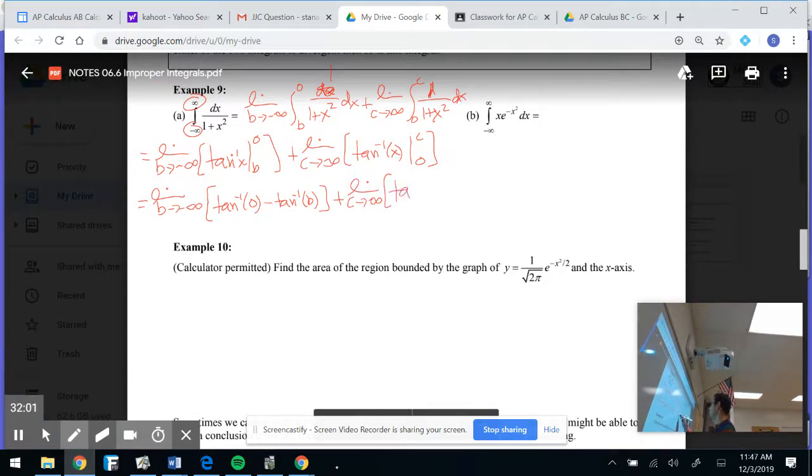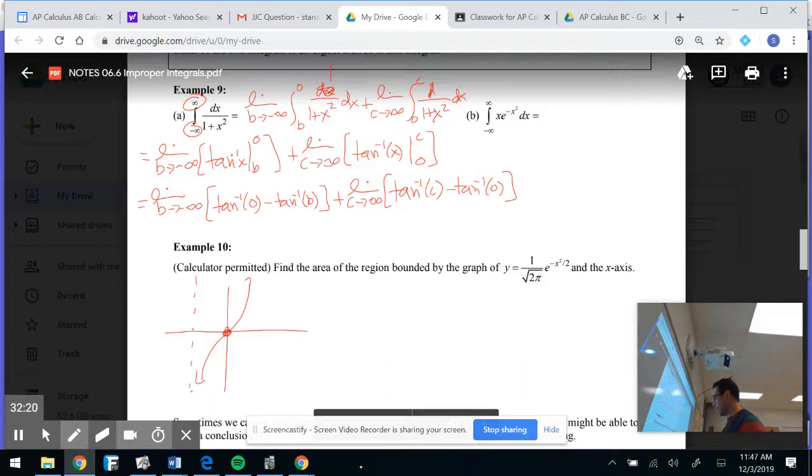Fundamental theorem of calculus, inverse tangent of c minus, excuse me, inverse tangent of 0. All right. So in order to do this problem, I need to know what inverse tangent looks like, or I need to know specifically what tangent looks like. Remember, tangent looks like that.